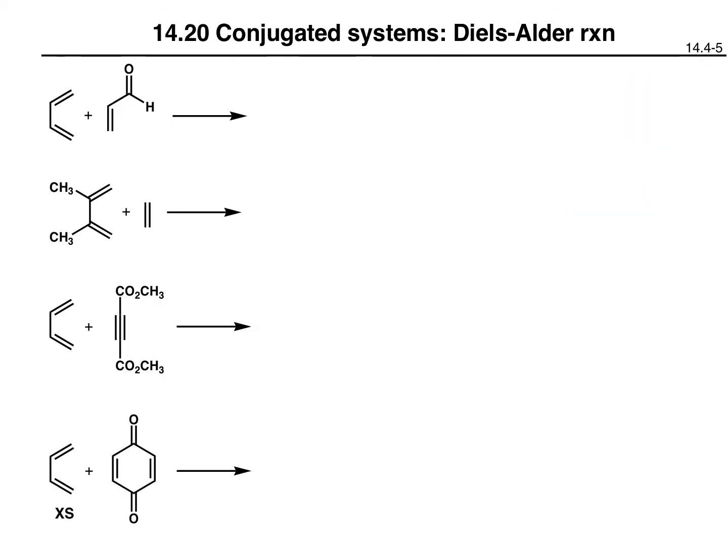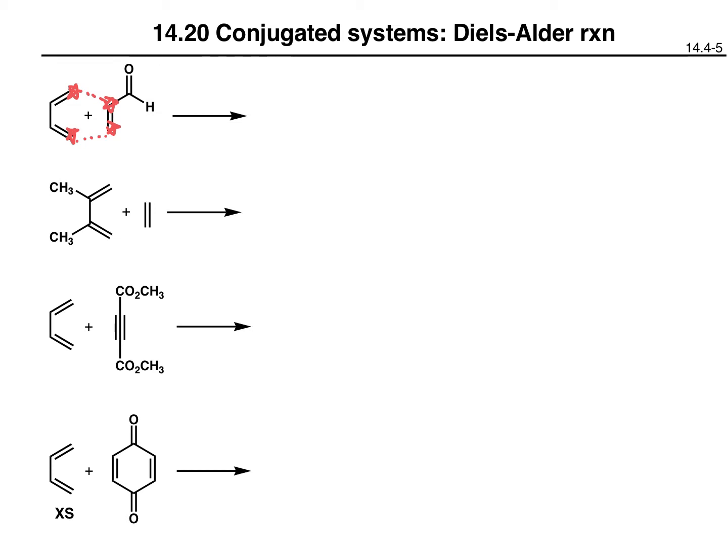Now here we have a few more examples of Diels-Alder reactions. And keep in mind there's a couple different ways to think about it. Once you identify the ends of the diene and the ends of the dienophile, you can draw a dotted line between them to remind you that that's where the new bonds are going to form. That's how they're going to become connected.